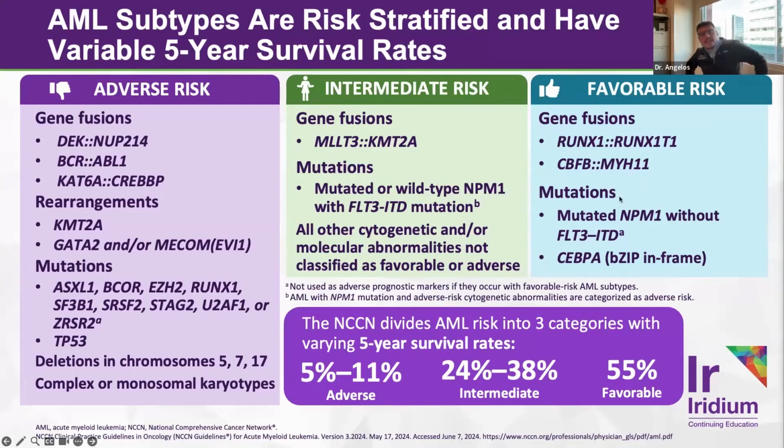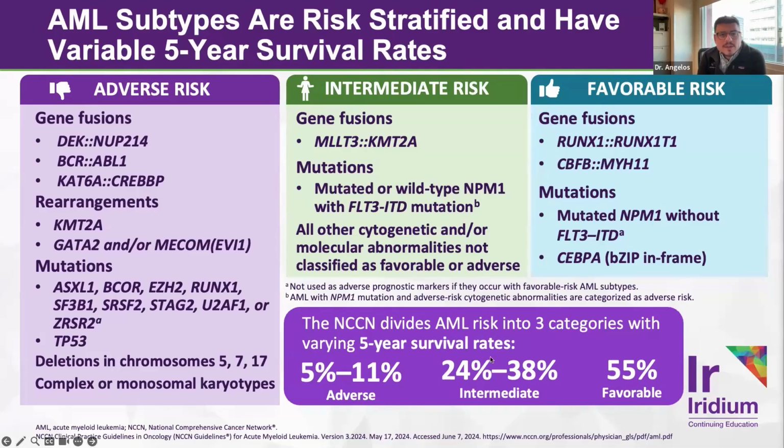Patients can also have mutated NPM1 without a FLT3-ITD mutation, and also now a mutation specifically within the gene CEBPA, with the caveat that it has to be an in-frame mutation, specifically within the C-terminal bZIP domain. Patients that have favorable risk AML here are generally considered to be chemotherapy sensitive, and we oftentimes think we can cure them with a chemotherapy approach alone without a consolidative allogeneic stem cell transplant. Five-year overall survival rates are approximately 55% in this risk group.